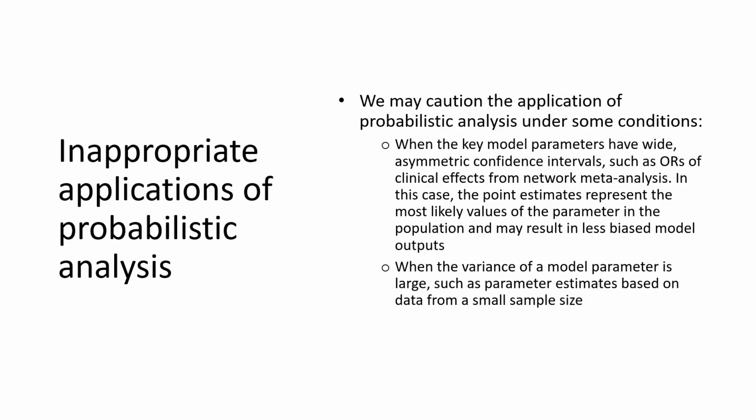We may caution the application of probabilistic analysis under some conditions when deterministic analysis may be more appropriate. For instance, when the key model parameters have wide, asymmetric confidence intervals, such as odds ratios of clinical effects from network meta-analysis. For another instance, when the variance of a model parameter is large, such as parameter estimates based on data from a small sample size. Here, simulations from probabilistic analyses may yield extreme values that tend to bias the results of some nonlinear models and may not be meaningful.